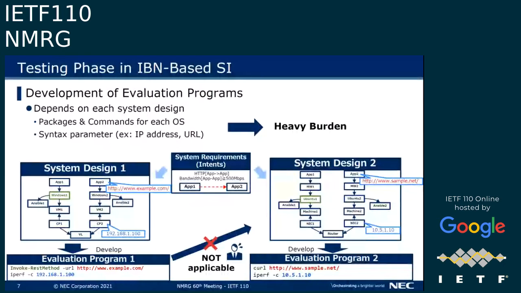After these system designs are deployed, the satisfaction of system requirements is determined in testing phase. In this phase, engineers generally develop evaluation programs to evaluate the functionality and performance of the deployed network. This evaluation program depends on each system design because available packages and commands are different for each OS, and the syntax parameters of scripts differ according to the network configuration. So, an evaluation program developed for a system design cannot be applied to another system design, which puts a heavy burden on engineers.